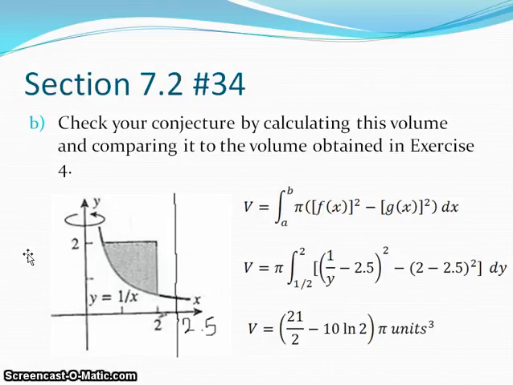So your equation is volume equals pi times the integral from 1/2 to 2 of (1 over y minus 2.5) squared minus (2 minus 2.5) squared with respect to y. And then you use the same method as you did on the first part of the question, and you solve all of them out, and you get volume equals (21 over 2 minus 10 ln 2) pi units cubed.